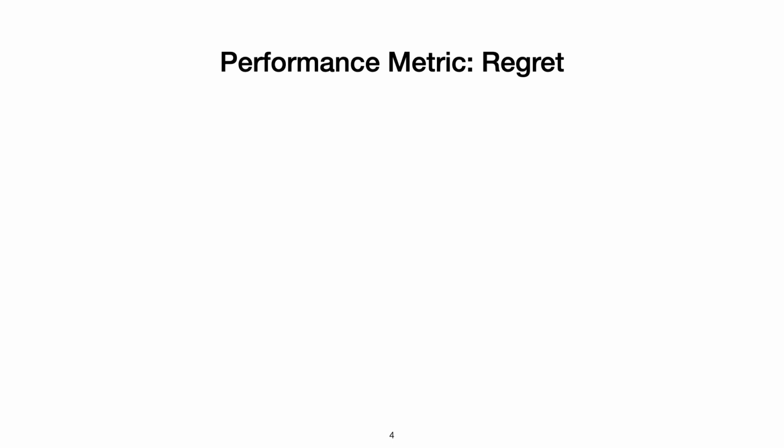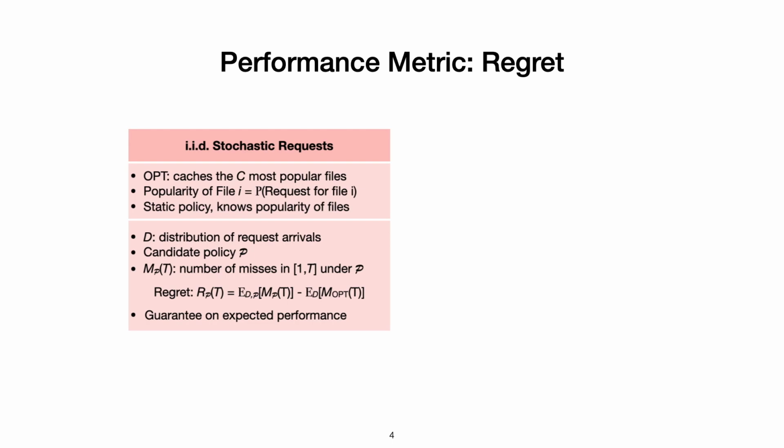Various metrics have been used to characterize the performance of caching policies, including hit rate and the competitive ratio. Recently, regret has been used as a metric for the online caching problem and is also the performance metric that we use. For the IID stochastic arrivals case, our benchmark is a static policy called OPT, which caches the C most popular files. The popularity of a file is defined as the probability of an incoming request being for that file. To implement OPT, we need to know the distribution of the arrival process.